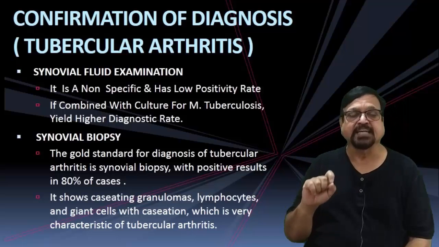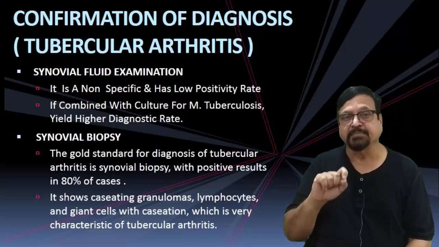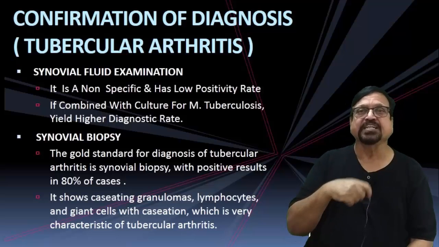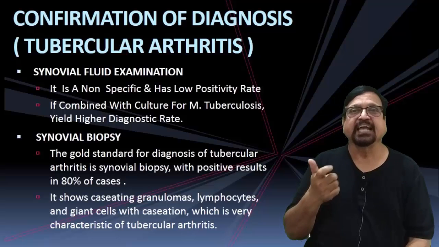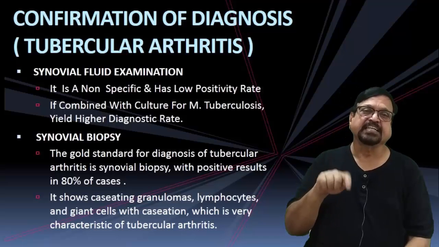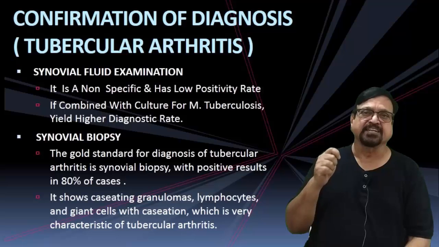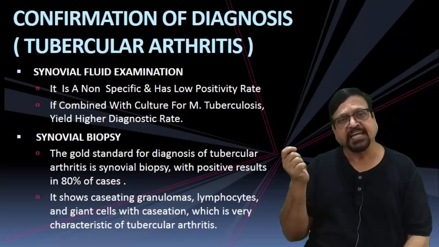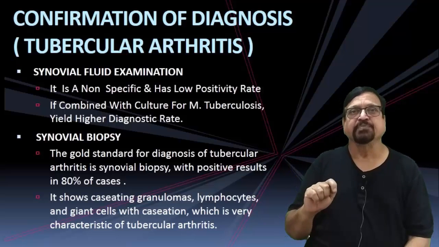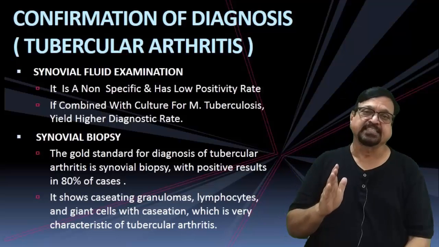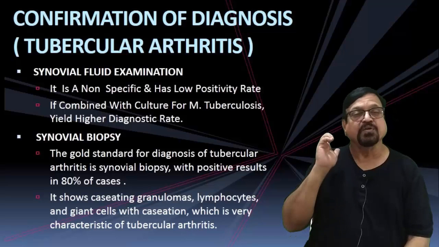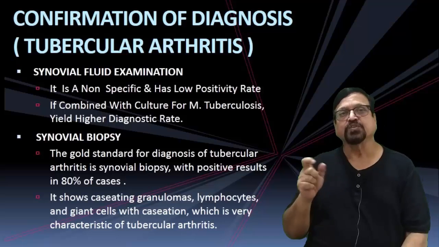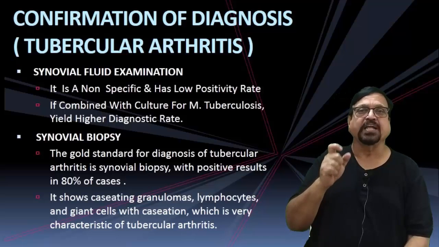Synovial fluid examination has its own limitation. Though we can have certain tests like culture, centrifuged samples, and there are certain ingredients of synovial fluid which can lead us to suspect a tubercular disease, all that is not as sensitive or as accurate. Now if you want a 100% diagnosis, the gold standard for diagnosis of tubercular arthritis is synovial biopsy.